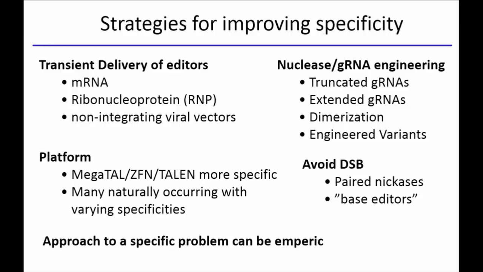One could consider the platform. The megaTALs, zinc fingers, and TALENs are thought to be more specific because you require two copies. There's more sequence complementarity required, but there are also many different Cas9-like molecules being discovered now, dozens of them from different organisms, and they have varying specificity. There's a new programmable nuclease called Cpf1 that people think is promising because the way it binds DNA makes it have fewer off-target effects.